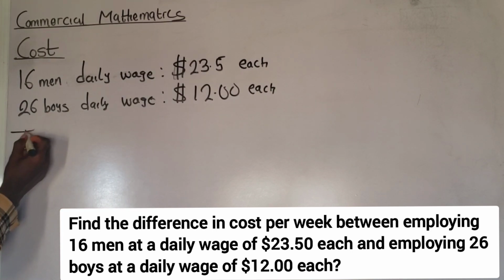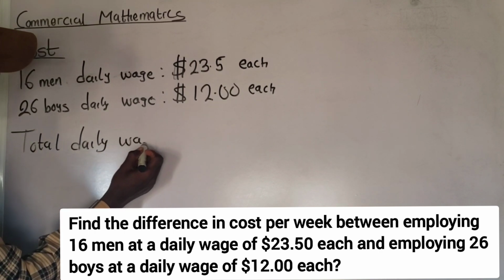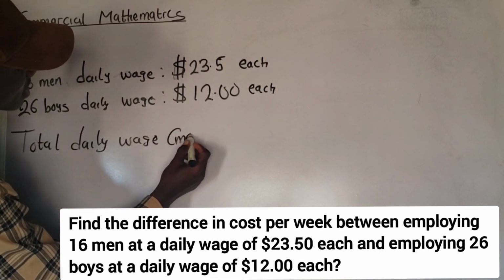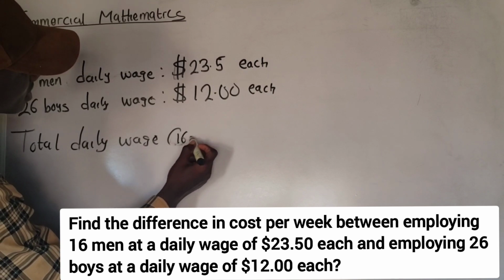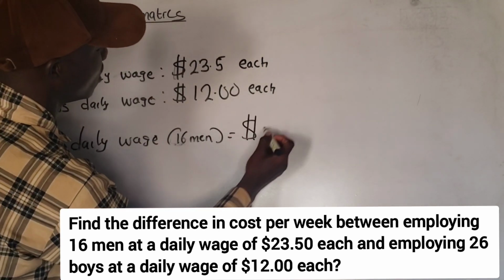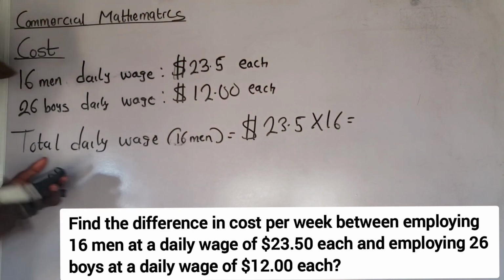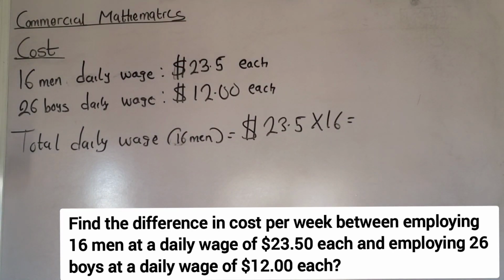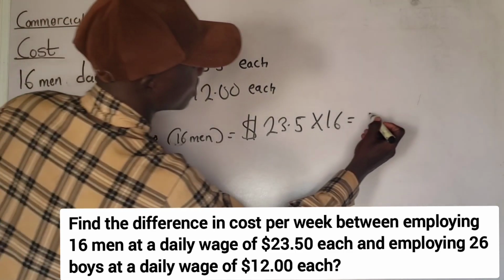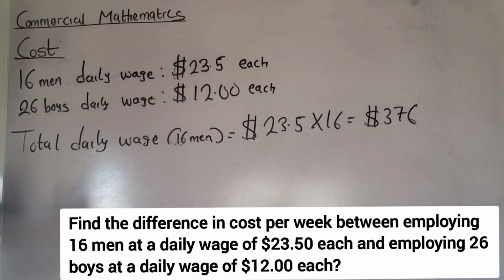That means that the total cost, the total daily wage, let me just put it like that, the total daily wage for 16 men is equal to $23.5 multiplied by 16, and that is 376. So that is 376. Okay, now this is daily. You understand? This is daily. Now we have to calculate on a weekly basis.